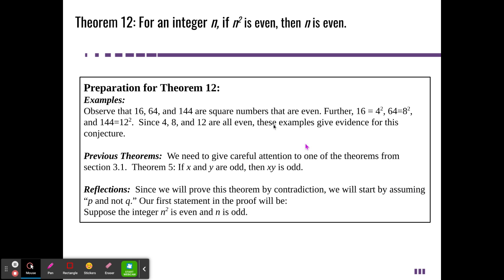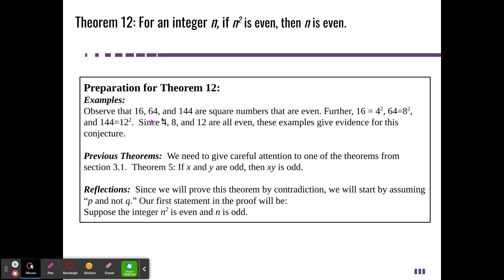All right, so we use that with this particular one: for an integer n, if n squared is even, then n is even. So once again, our preparation for this is thinking about it in our head, remembering, oh yeah, 16, 64, and 144. Those are all even numbers. If I square them, 16 is 4 squared, 64 is 8 squared, and 12 squared is 144.